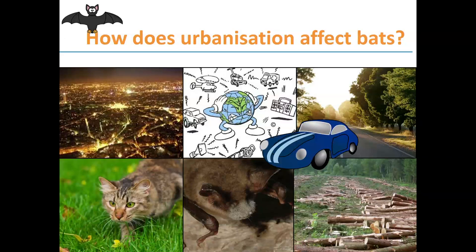And the cramped conditions they often have to inhabit in urban areas means they can get diseases more easily, for example white nose syndrome, which is shown in the middle picture here. You also have indirect effects, so urbanisation often means destroying natural habitats, and that can affect the bats because they don't have anywhere to go anymore.